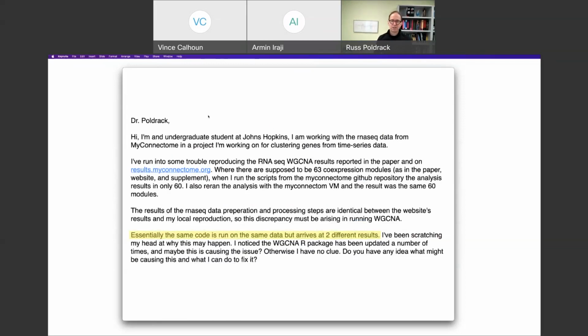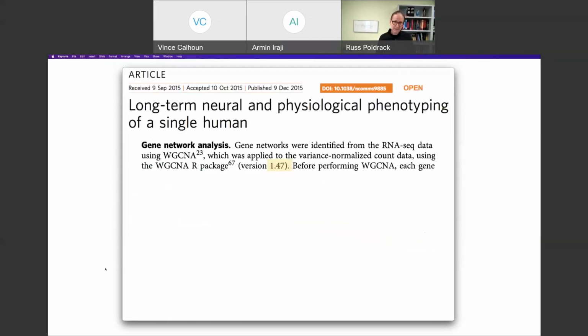There's supposed to be 63 co-expression modules, as in the paper website and supplement. But when I run the scripts, I only get 60. I also reran the analysis with the VM, and the result is the same 60 modules. Essentially, the same code is run on the same data, but arrives at two different results. What's going on? And this person noted, I noticed that the WGCNA R package has been updated a number of times. Maybe this is causing the issue. And that's exactly what it was.